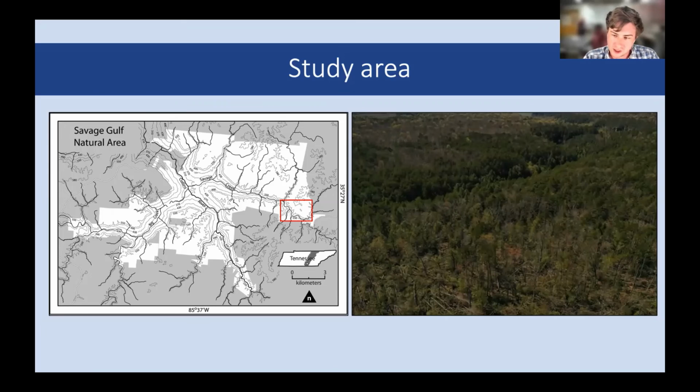So the forests here are dominated by oaks, specifically white oak, black oak, scarlet oak, and also pine, so shortleaf pine and Virginia pine. And then in the mid-story, red maple and sourwood are abundant.